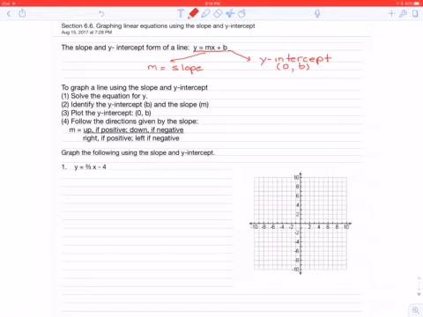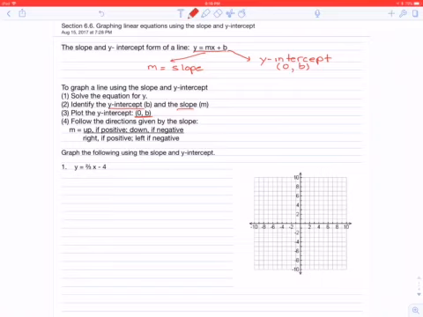So to graph a line using the slope and y-intercept, the first thing we need to do is to put that equation in the slope-intercept form. That is, solve it for y. Then we want to identify the y-intercept, that's the b value, and the slope, that's the m, the coefficient of the x. So we'll plot the y-intercept, that's when x is 0, y is whatever the b value is, and then follow the directions given by the slope.